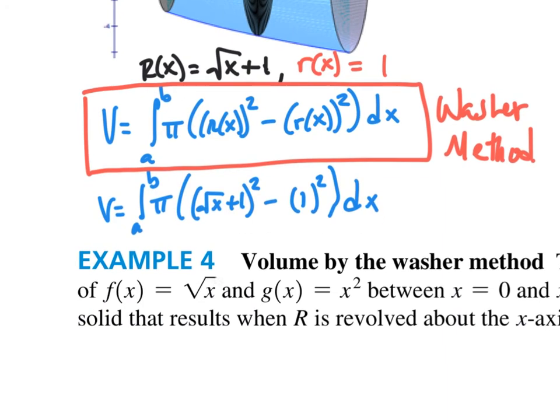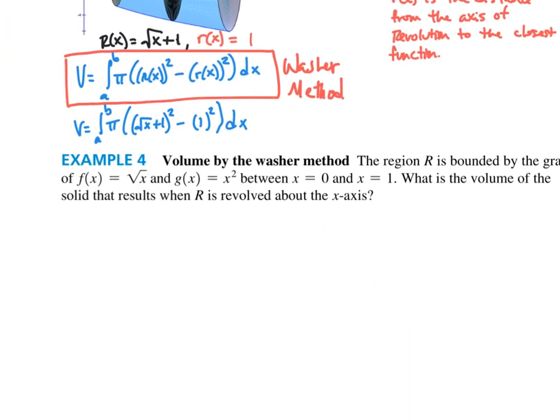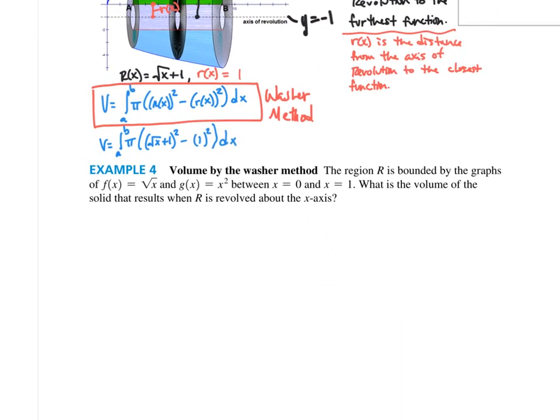So let's go ahead and take a look at example 4, okay? It says, find the volume by the washer method. The region R is bounded by the graphs of square root of x and x squared between x equals 0 and x equals 1. What is the volume of the solid that results when R is revolved about the x-axis? So let's go ahead and just graph those.